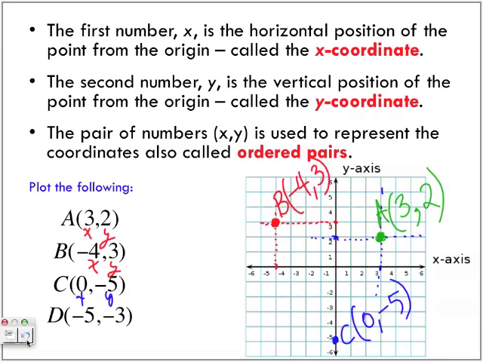And lastly, -5 and -3. So again, we're going to find where -5 is, and we're going to follow it down to where -3 is, and we draw our point. So here we went from drawing the imaginary lines to see where they meet to just finding each point and following it along to its respective coordinate, which is labeled D, which is (-5, -3). Okay, so pretty simple, right?